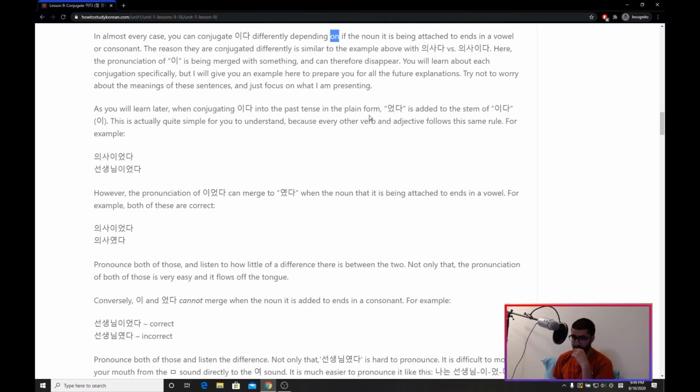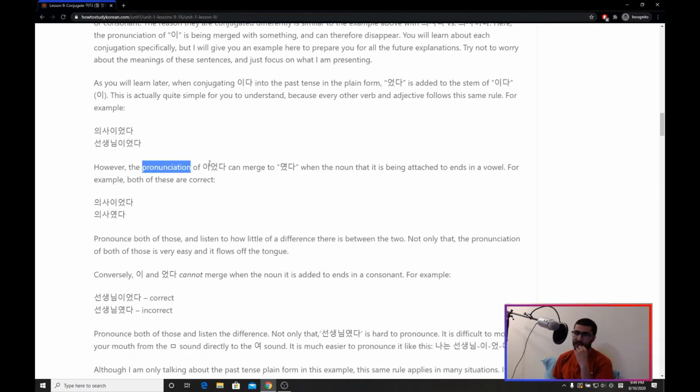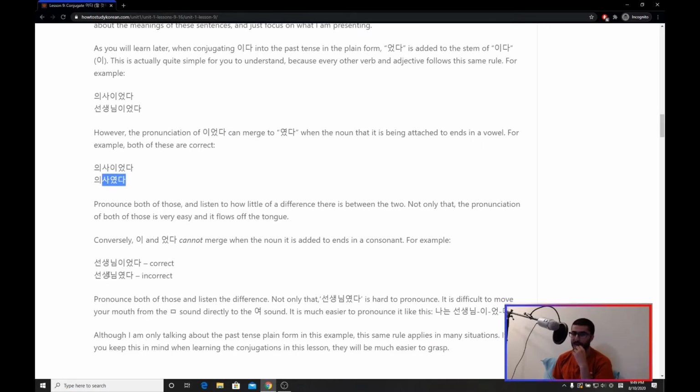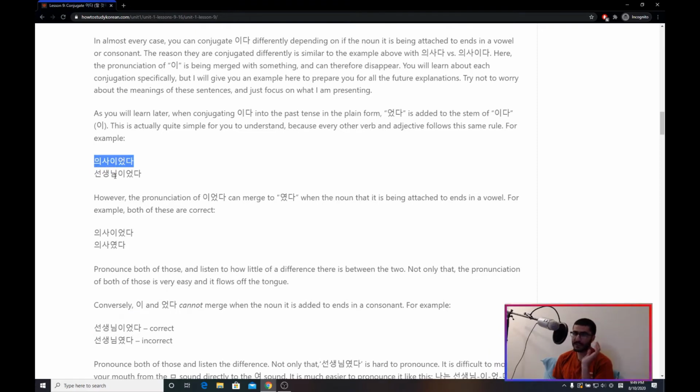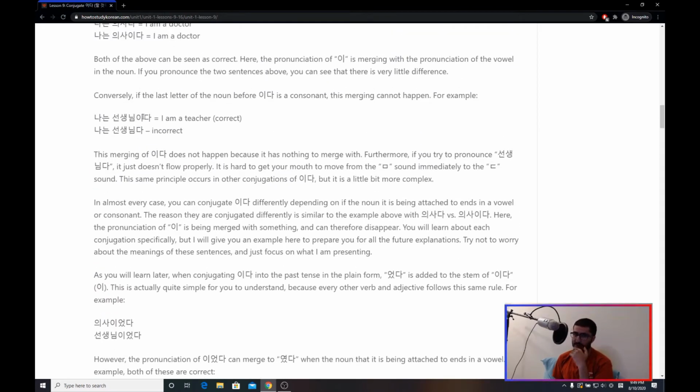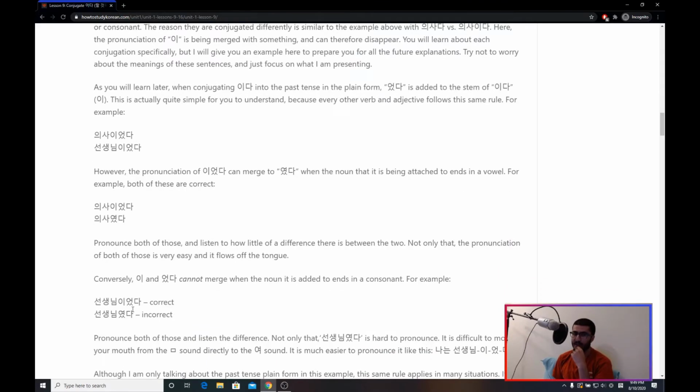All right, now the past tense in the plain form, you just add 었다. Really simple. So 의사이었다, 선생님이었다, and then the pronunciation is actually 였다 when you attach it to the noun. So like here, 의사였다. But you wouldn't say 선생님였다, you'd say 선생님이었다 because you can't merge it. Same reason we can't merge in 의사 or 선생님 in the present tense: there's a 받침. Here there's a 받침, so we can't merge the past tense either.